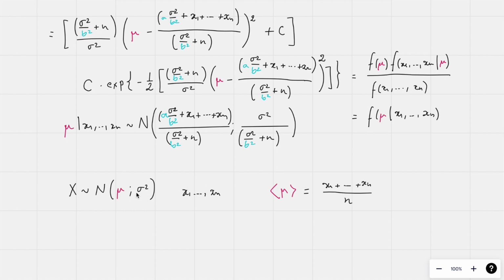It's particularly tedious to go through these derivations, but it's possible. So this is one case where we can know the exact Bayesian posterior distribution, and that will be very useful to benchmark the different methods that we have to do this kind of approach.